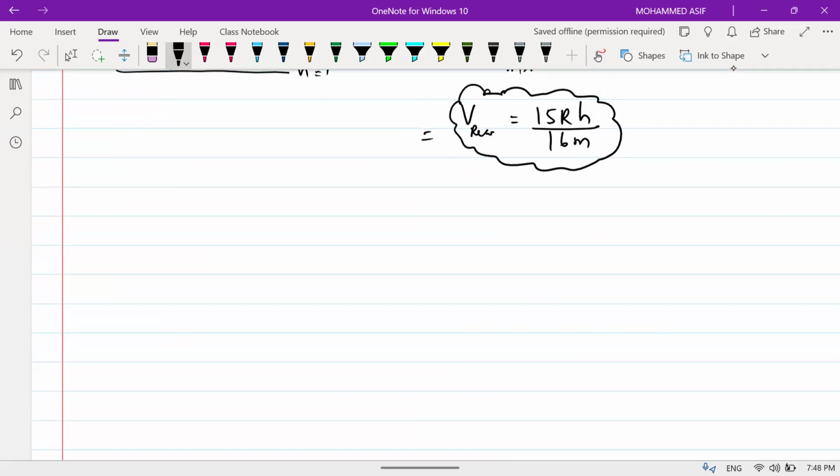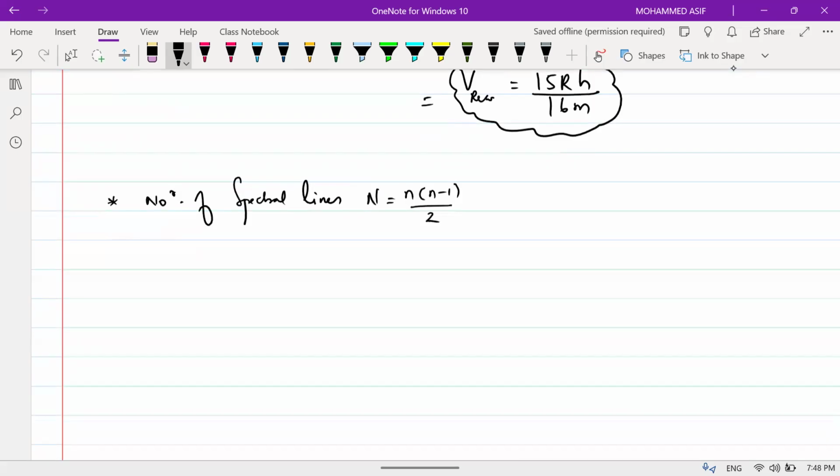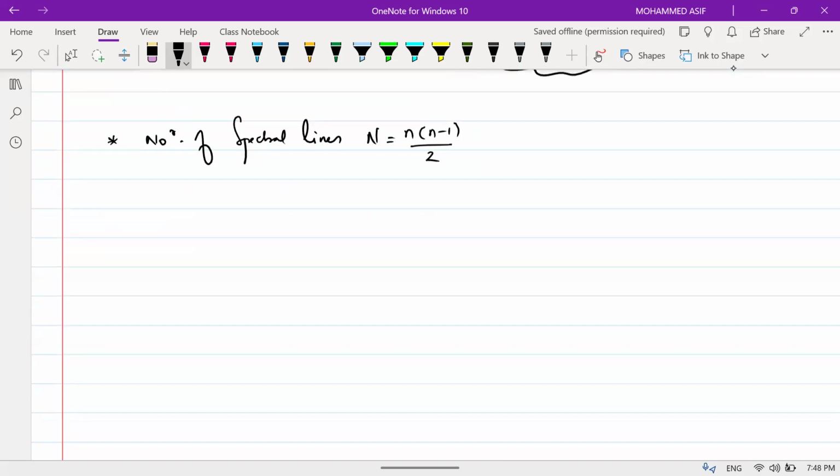So how do you calculate the number of spectral lines emitted when an electron goes from one orbit to another orbit? Do you remember the formula? N is n into n minus 1, divided by 2. What are the possible number of photon energies emitted due to the de-excitation of an electron from a higher orbit to a lower orbit? Am I clear?